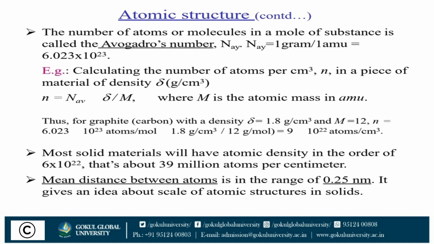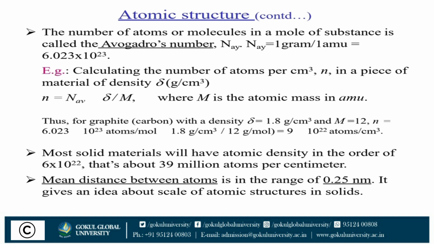We define N_A equal to 1 gram divided by 1 AMU. The value is 6.023 into 10 raised to 23. For calculation of the number of atoms, we define n equal to N_A divided by m, where m is the atomic mass in AMU. Thus, for graphite of carbon, where density and mass are given, you can easily find out the number.